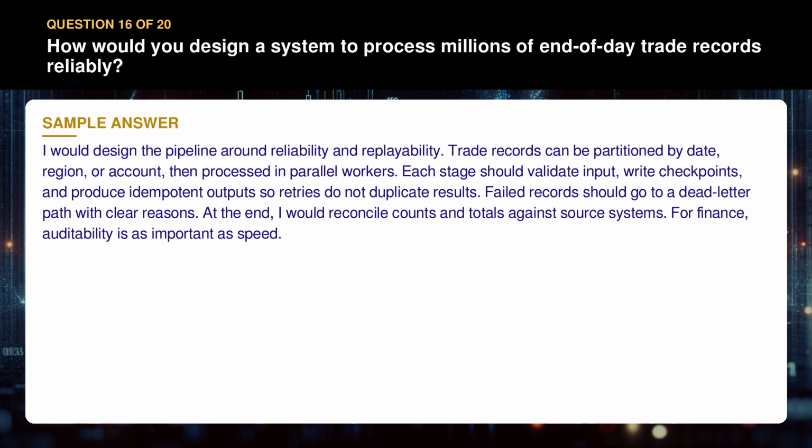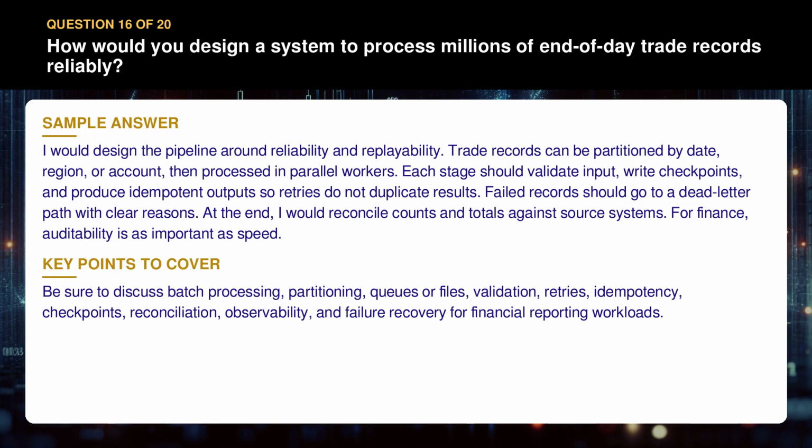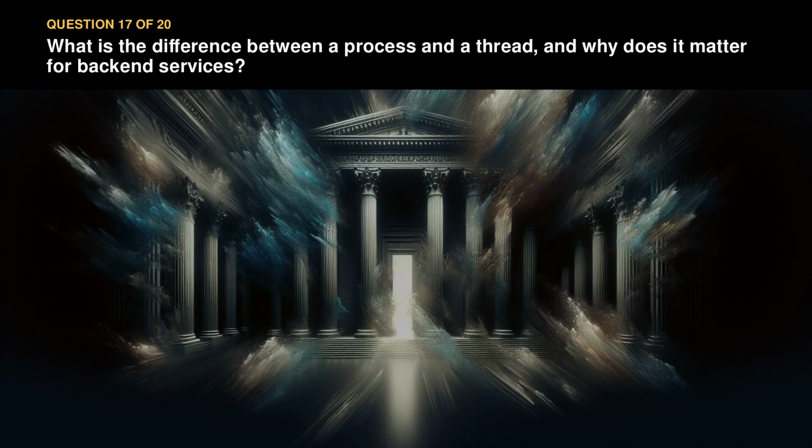Failed records should go to a dead letter path with clear reasons. At the end, I would reconcile counts and totals against source systems. For finance, auditability is as important as speed. Be sure to discuss batch processing, partitioning, queues or files, validation, retries, idempotency, checkpoints, reconciliation, observability, and failure recovery for financial reporting workloads.